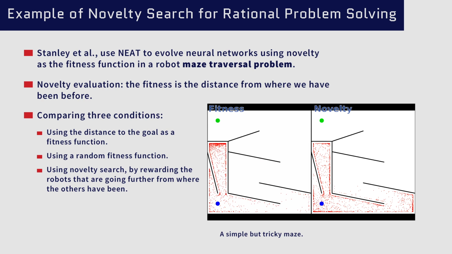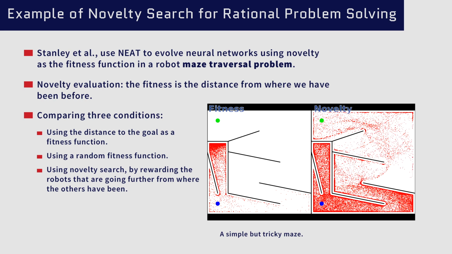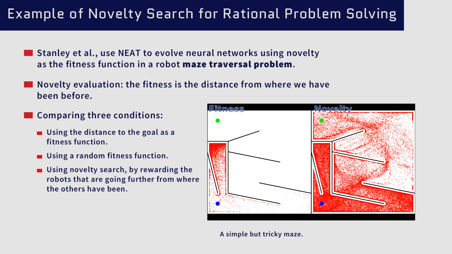Let's take the example of evolving agents' brains or controllers in a maze crossing task. It could be any maze, but let's consider this maze, in which the small dot at the top is the goal, and the white dot at the bottom is the initial position of the robot. We see that it is a somewhat complex maze because there is no direct path and there is a cul-de-sac here that acts as a potential local optimum for the agents to get stuck in. Stanley and his team ran 3 different conditions.